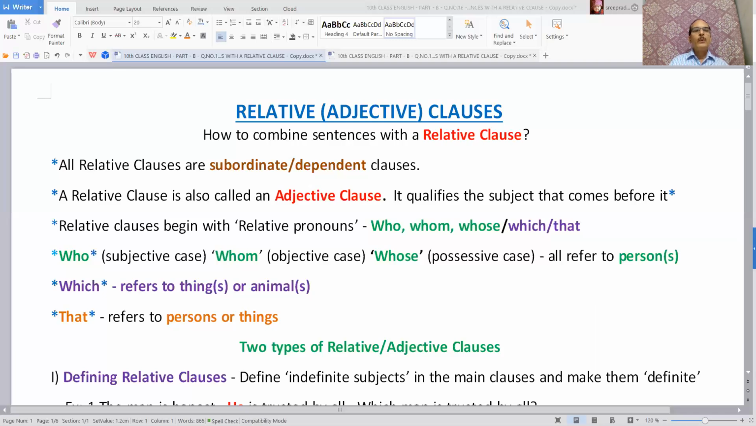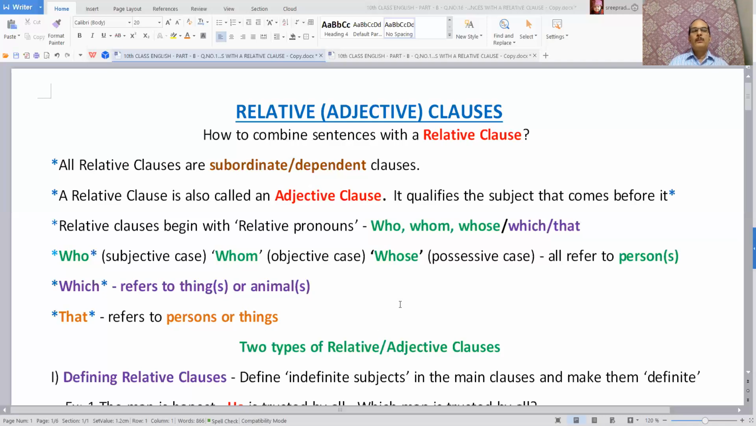When do we use who? First, we use who as a subjective case. Whom is used in place of an objective case, and whose is used in place of a possessive pronoun. So all these relative pronouns, who, whom, and whose, refer to persons only. Which refers to things and sometimes to animals, and that refers to persons or things.